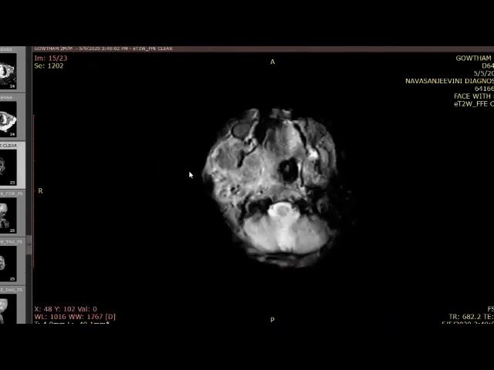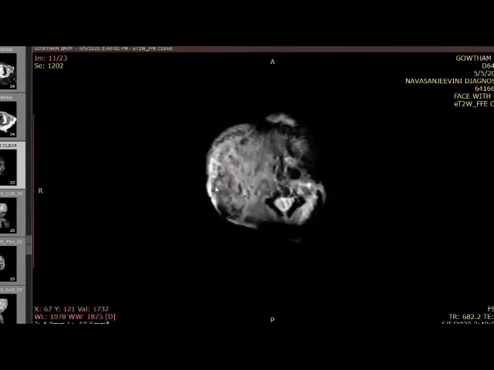So from the above findings, there's a large heterogeneous intensity lesion noted in the right side of the neck involving the parapharyngeal space, which is seen encasing the parotid gland and the muscles. And there are also T2 hypointense lesions which could be phleboliths. Considering the age of the patient, an infant, the commonest first differential would be a vascular tumor because of the presence of T2 hypointensities within the lesion.